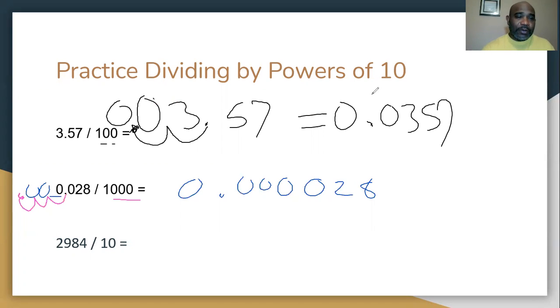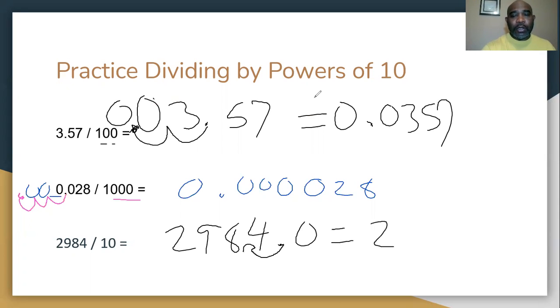And finally, the last one, kind of easy. 2984. We stick a decimal here. That's 2,984 divided by 10, 1 decimal place. We move it 1 decimal over. It becomes 298.4.